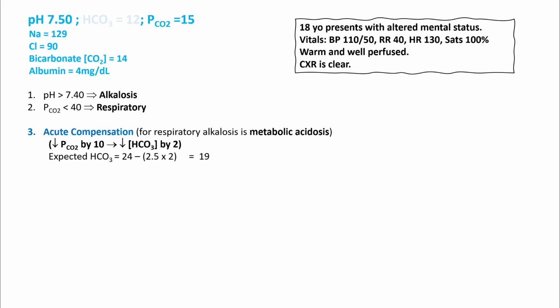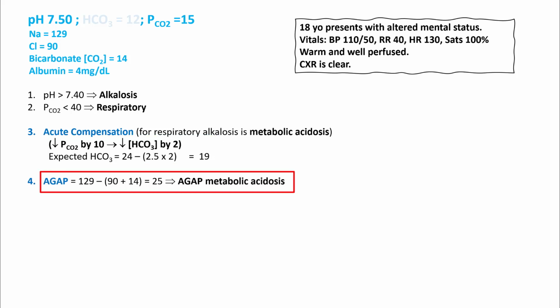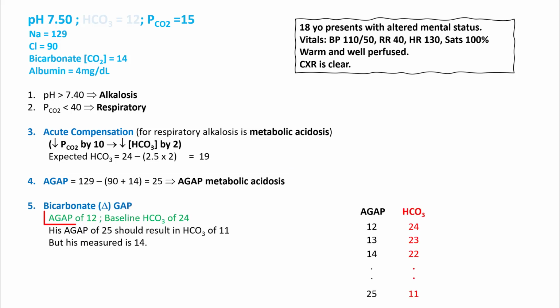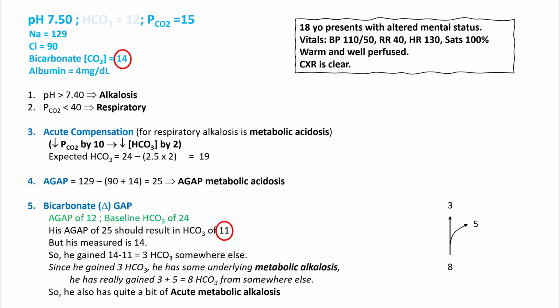Compensation for respiratory alkalosis is metabolic acidosis. So we know that a drop in PCO2 by 10 would cause a drop in bicarb by 2, so your expected bicarb should be 19. His anion gap would be 25, so he has an anion gap metabolic acidosis. Since his albumin is 4, his normal anion gap should be 12 and his baseline bicarb should be 24. So his anion gap of 25 should result in a bicarb of 11 because there is a 1-to-1 ratio between anion gap and bicarb. But when you measure this patient's bicarb level, it is 14. So this patient got 3 bicarb from somewhere else, so you would expect that he has some underlying metabolic alkalosis as well.